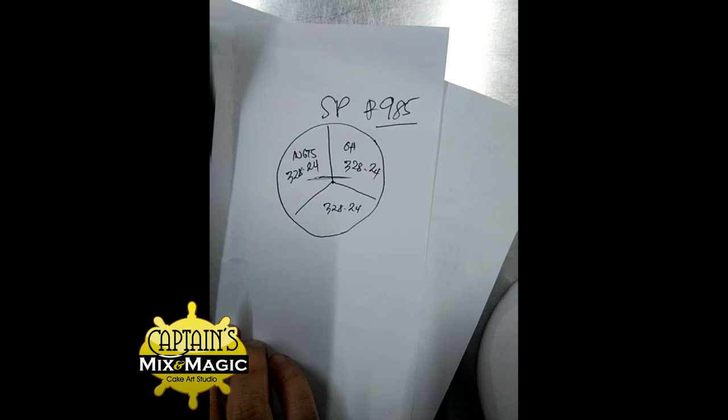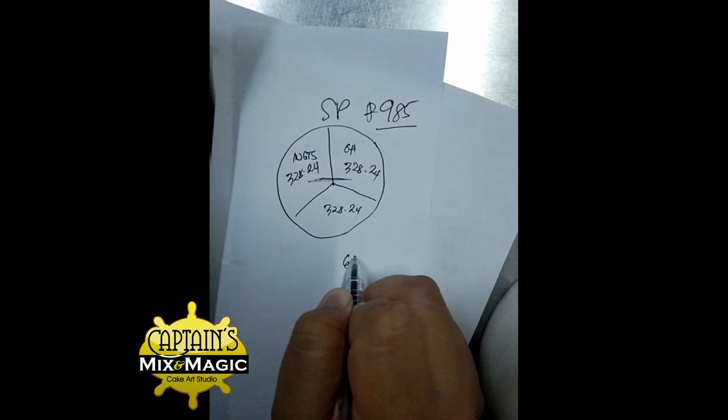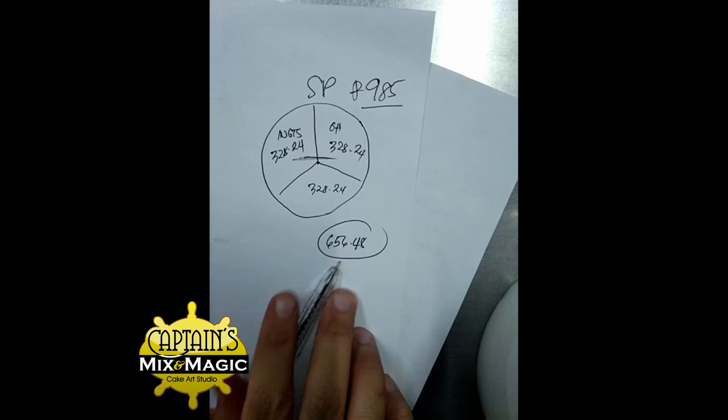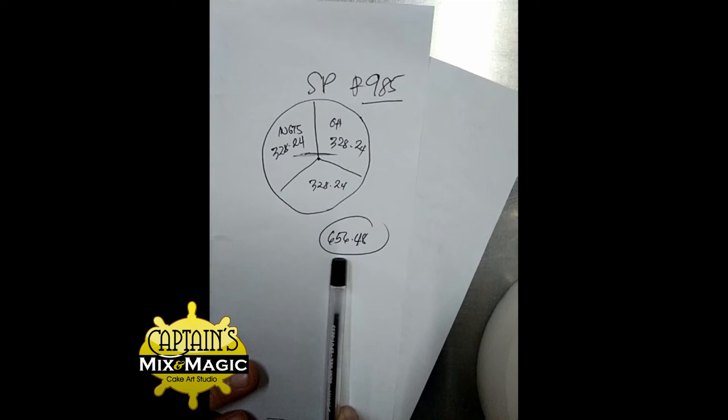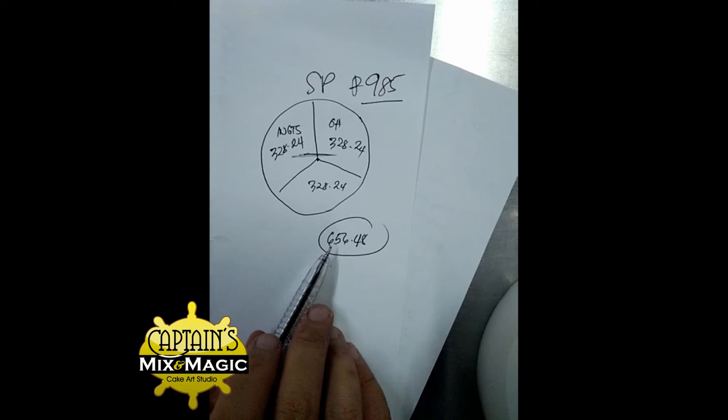328.24. Ah, sorry. 328.24 times 2, 656.48. So you can't go lower than 656.48. Sorry. So kung magkakaroon man kayo ng tawaran, huwag ka nang bumaba sa 656 or 700 pesos. Kasi any lower, sobrang lugi ka na. Kasi ito, you treat it as your break-even point.